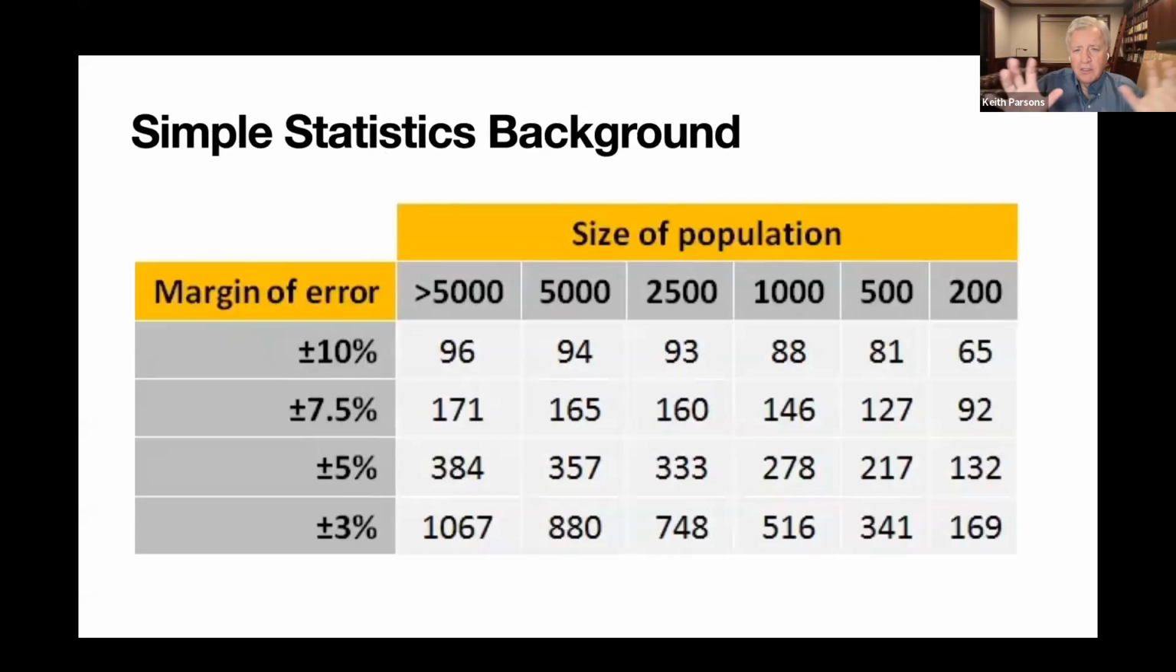So this is just kind of a short compilation. If you go over on the left side where it says if the population size is greater than 5,000 and you want all the way to the bottom plus or minus only 3%, we need at least 1,000. In this case, it's about a 20% capture. So if we capture 20% of our data, we'll have a plus or minus 3%. We'll be really, really accurate.